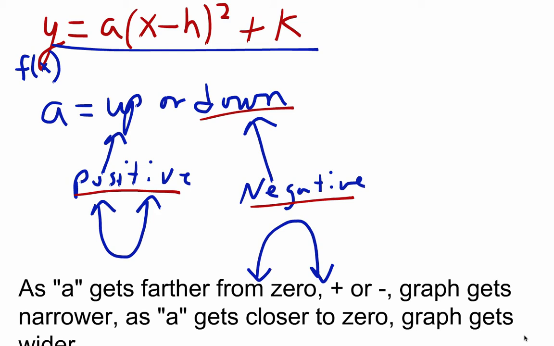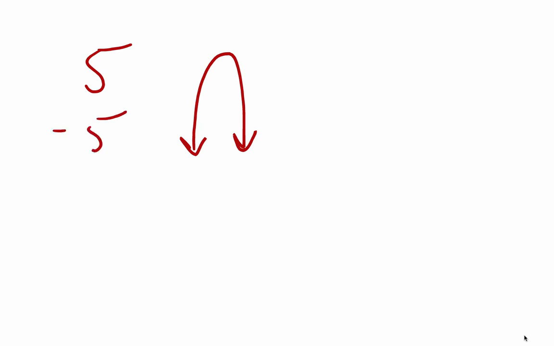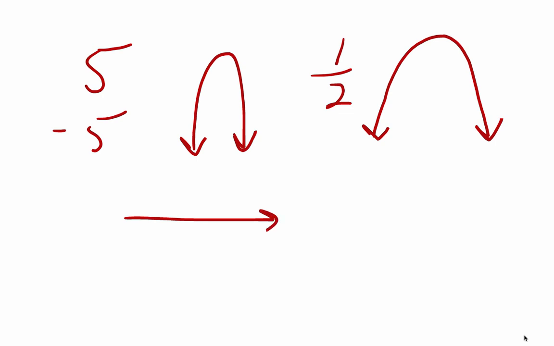So if I had, let's say, 5, then it's going to get narrower. Or even if I had negative 5, those would be about the same. But if I had, let's say, 1/2, that's going to be wider because it's getting closer to 0. The wider a graph gets, the closer a is to 0, and a horizontal line is a 0 slope.